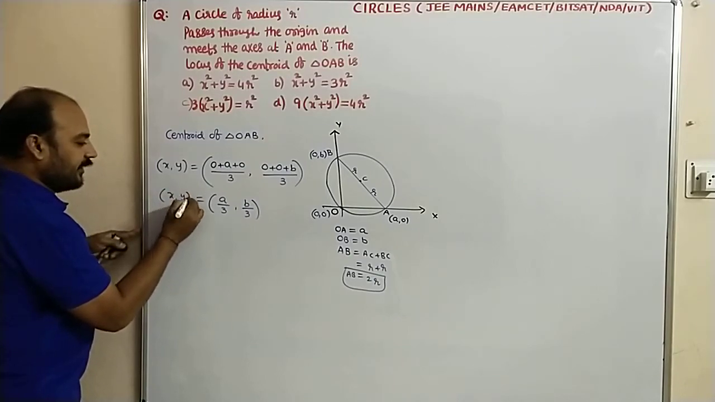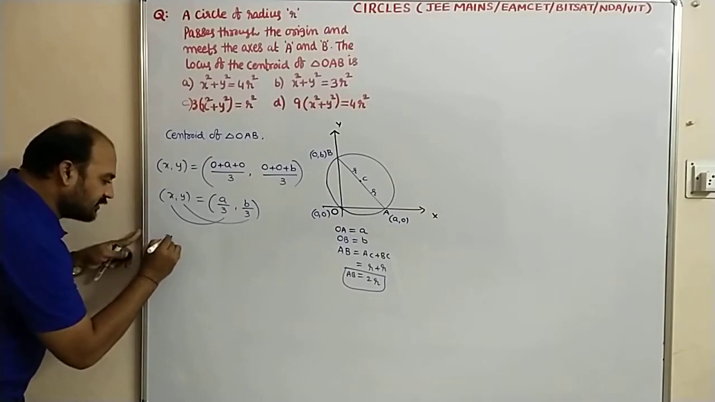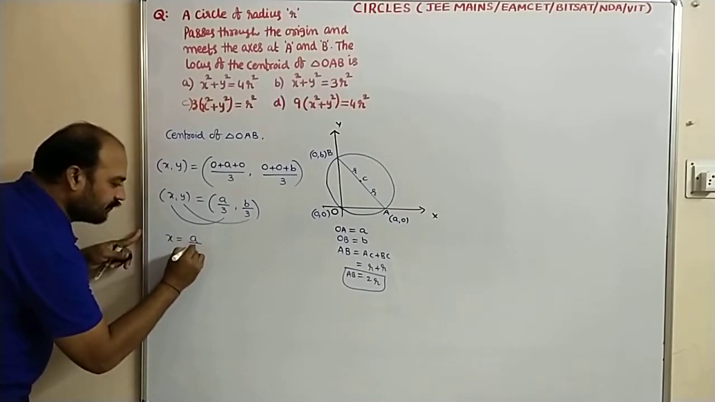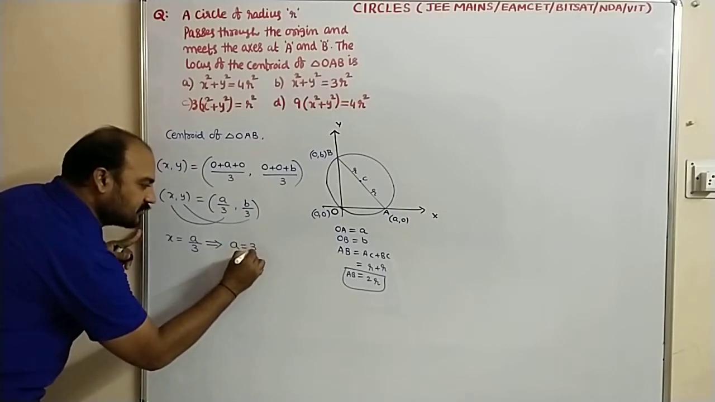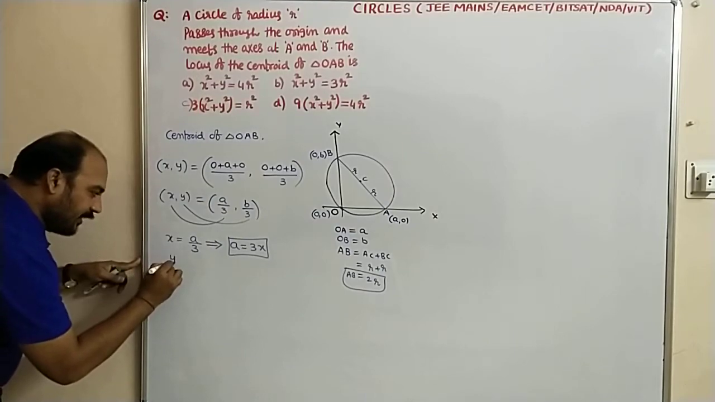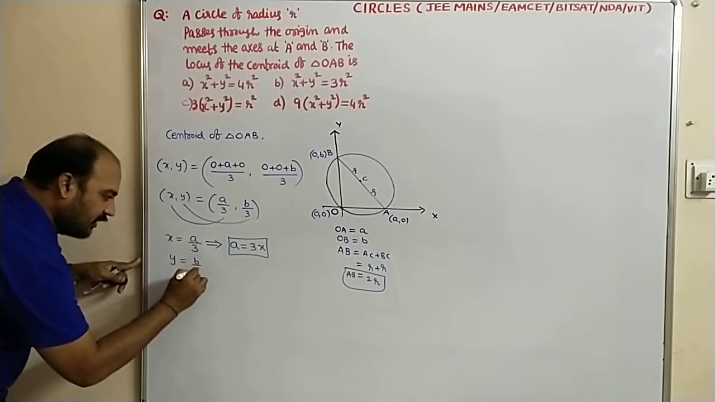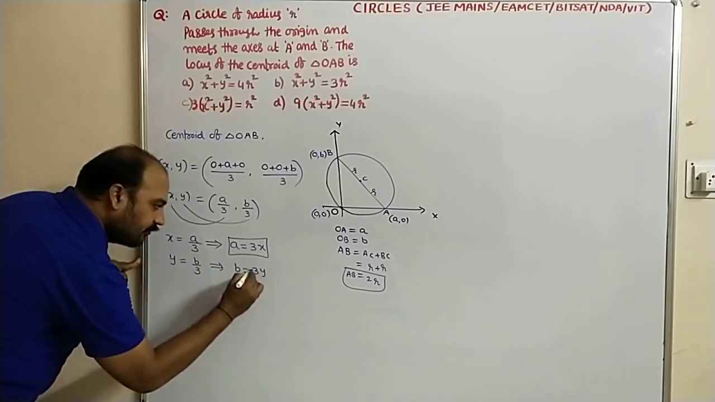Comparing with the x coordinate and y coordinate respectively, x is equal to a by 3, which implies a is equal to 3x. Similarly, comparing the y coordinates, y is equal to b by 3, which implies b is equal to 3y.